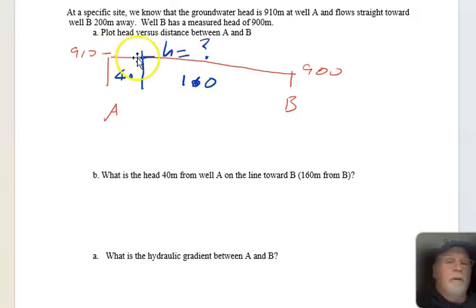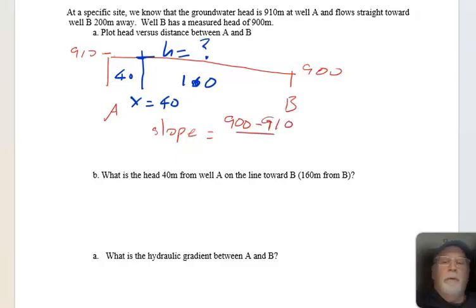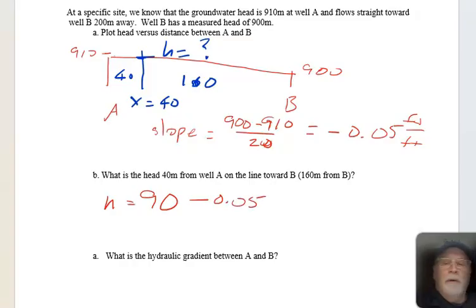What is this head? I'll just use my equation. The slope would be 900 minus 910, a negative slope, over 200 equals minus 0.05 meters per meter. So our equation says that h equals h0, which is 910, plus the slope, in this case minus 0.05, times the x of 40, which gives 908 meters.